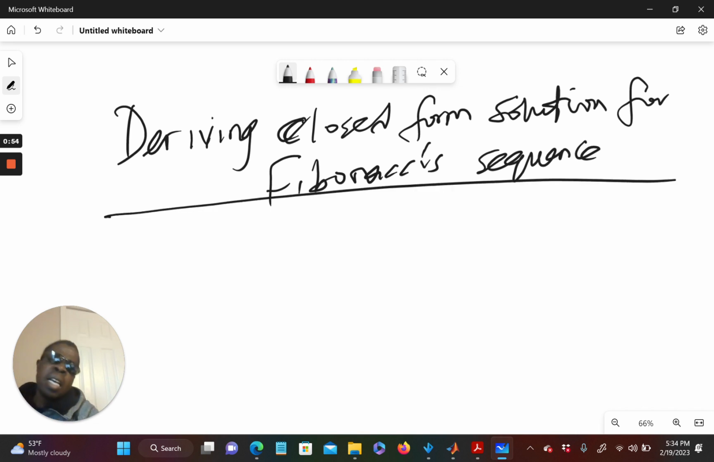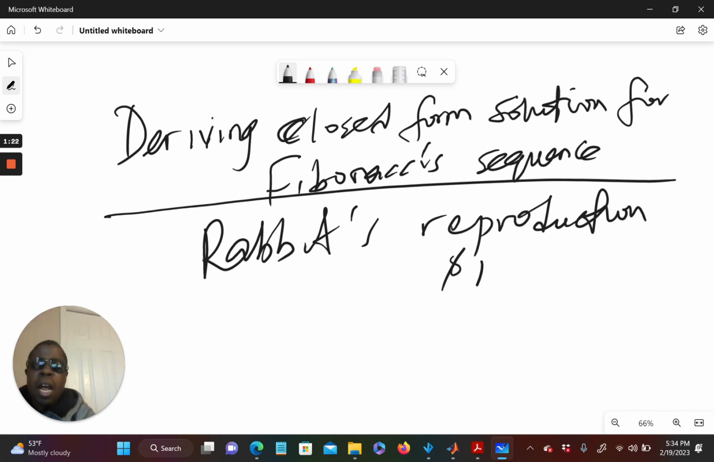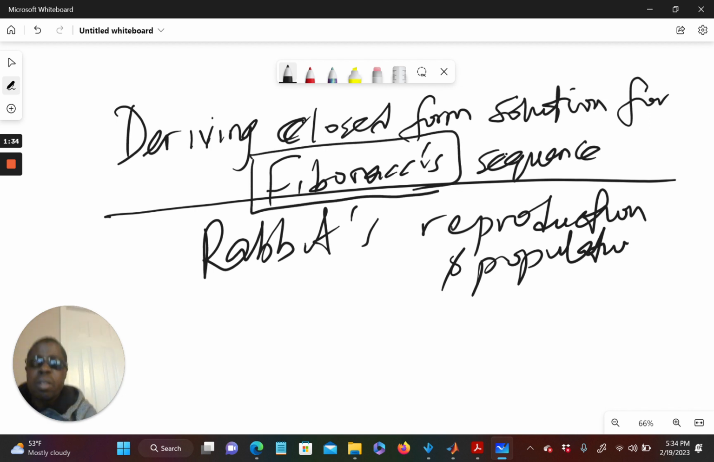Okay, now the Fibonacci sequence is a popular sequence in discrete mathematics, in engineering, in science. It's very popular, and it's the name of a scientist, I believe, Fibonacci, and it has got something to do with rabbit reproduction and population. So if you want to know more about the Fibonacci sequence, all you have to do is just Google search information about Fibonacci.